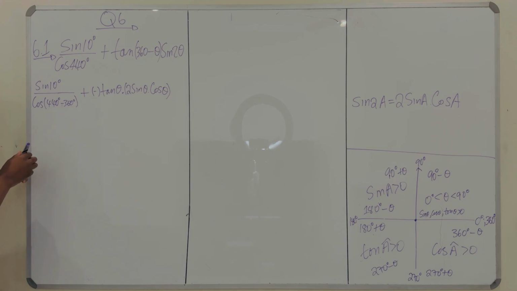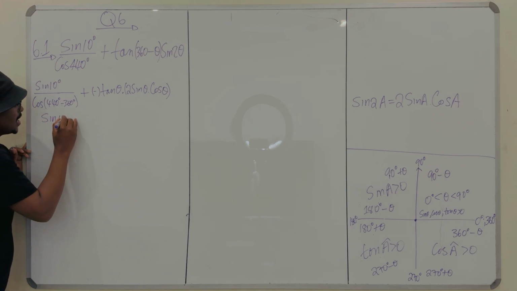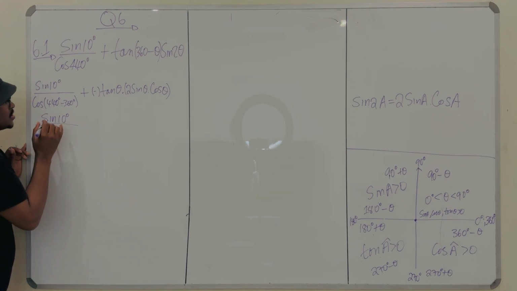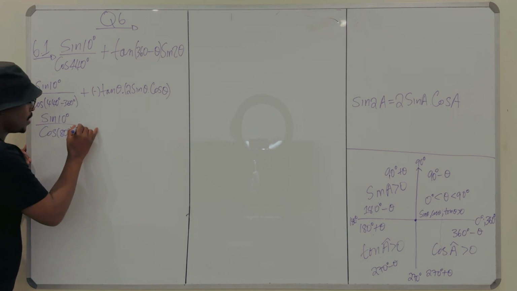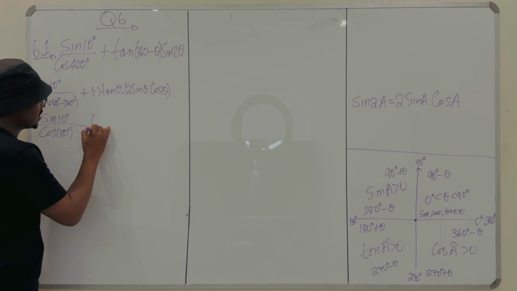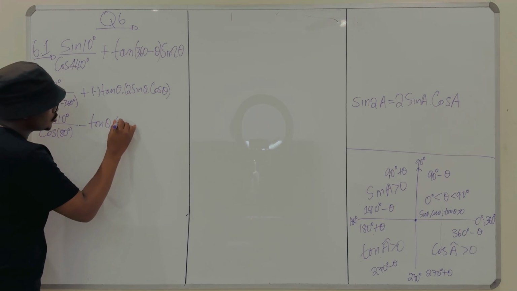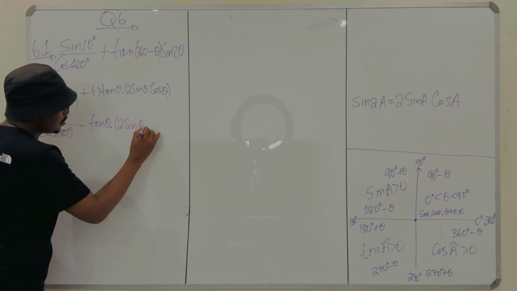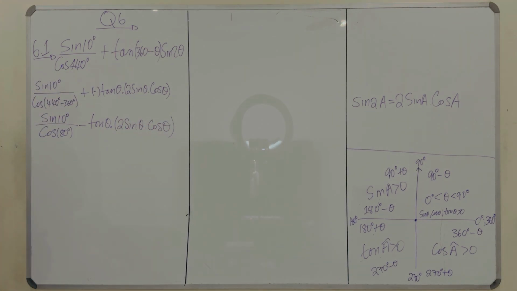So in this case, what is your 440 minus 360? So you have sine of 10 degrees over what? Over cosine of 80 degrees. That's the answer, right? Minus tangent of theta times 2 sine theta cos theta, right? No problem.